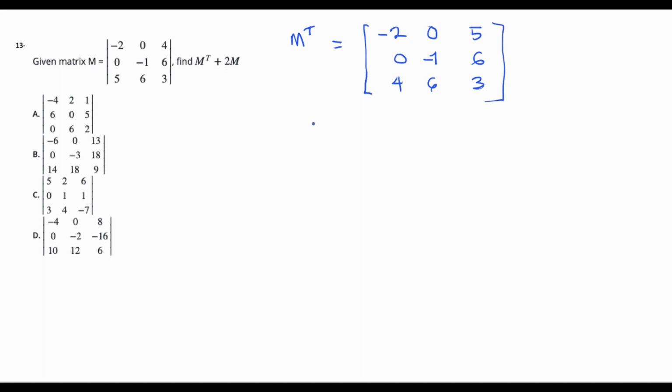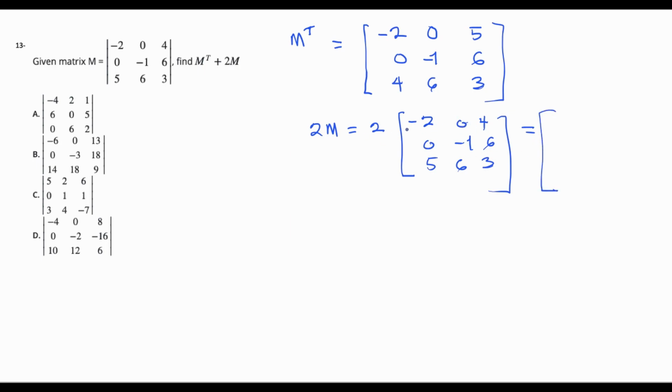Now, for the second term here, which is 2M, if you have a scalar multiplication of a matrix, which is just a number multiplying the matrix here. So the matrix is minus 2, 0, 4, 0, minus 1, 6, 5, 6, 3. So a scalar number multiplying a matrix is simply this number multiplying each item in the matrix. So the new matrix for 2M is going to be 2 multiplied by minus 2, that's minus 4.